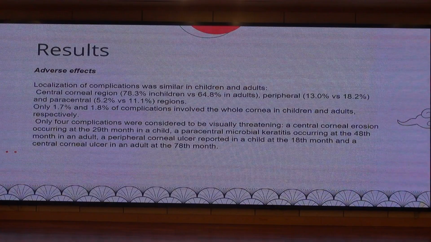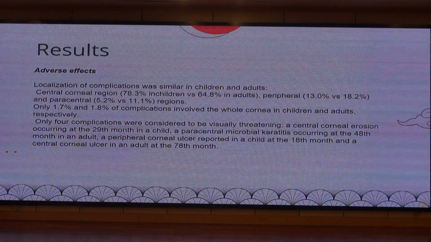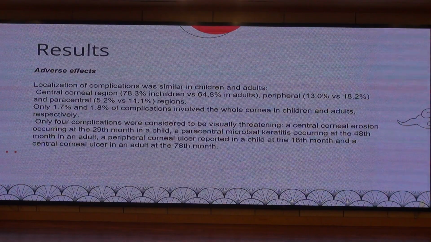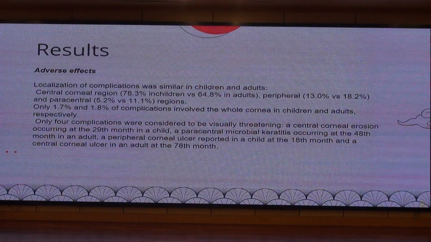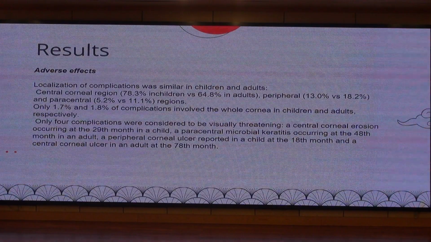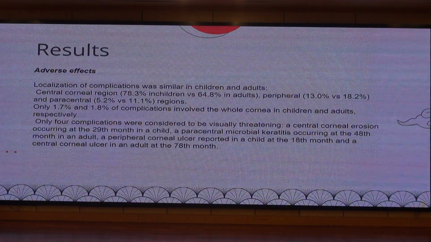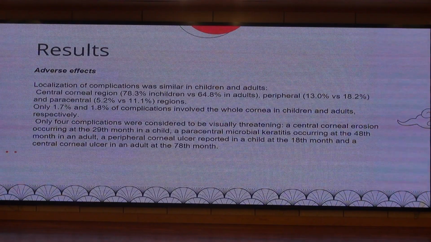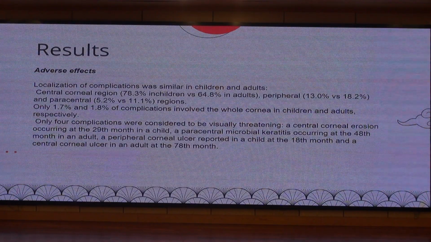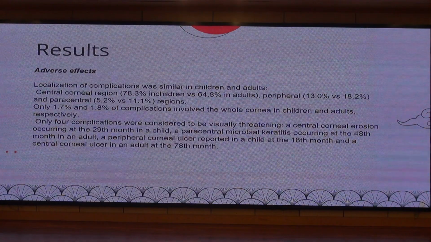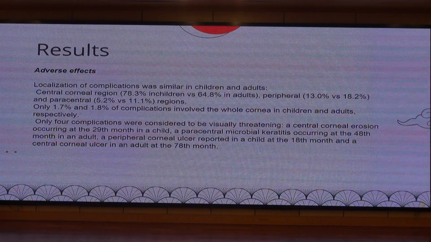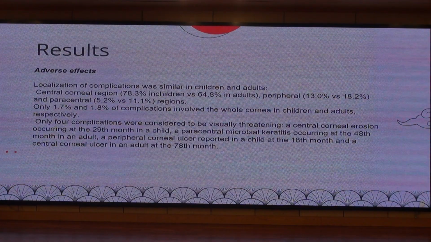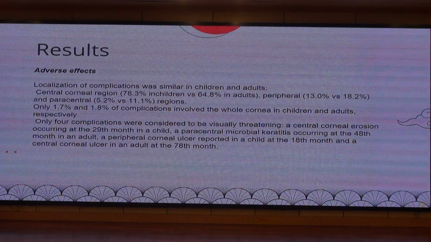About another adverse effect, the localization of complications was similar in children and adults. The central corneal region was the most affected, followed by the peripheral and paracentral regions. Only 1.7% and 1.8% of complications involved the whole cornea in children and adults. Only 4 complications were considered to be visually threatening.